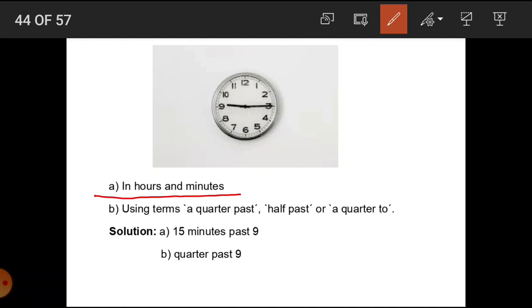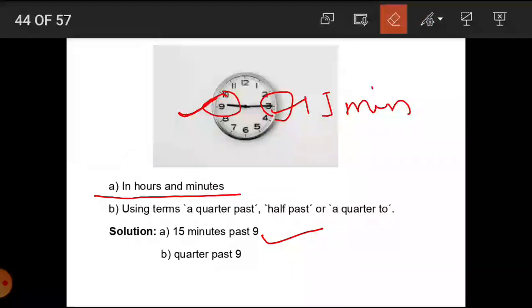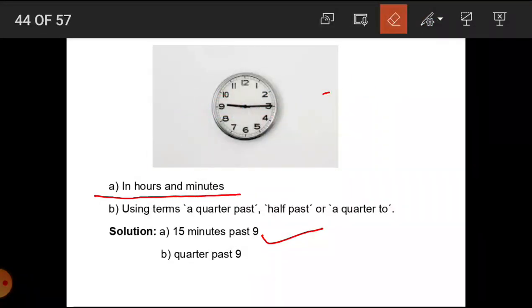Now you will see the minute hand is at 3 and the hour hand is at 9. The hour hand is always the small one, which means it is 9 o'clock, and when the minute hand is at 3, this shows that 15 minutes are completed. So it is 9 o'clock and 15 minutes are complete, which means it is 15 minutes past 9. How much time is complete? 15 minutes is complete. So we are going to write 15 minutes past 9.